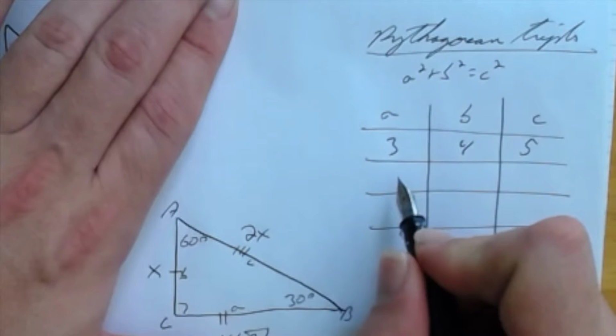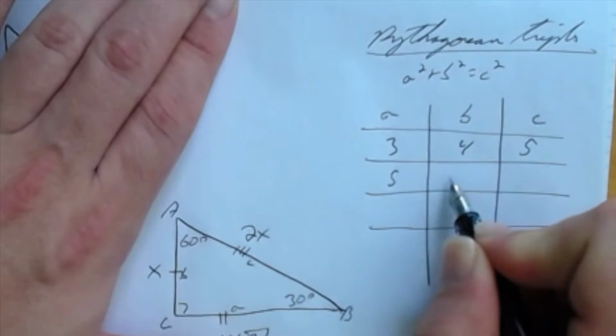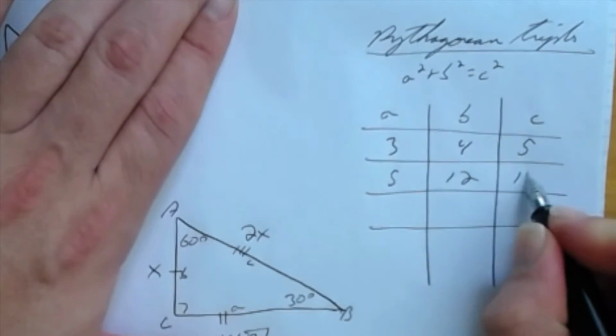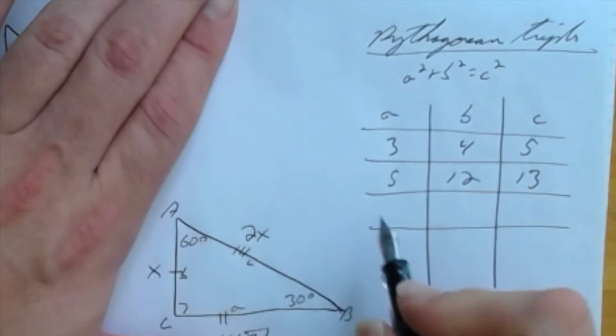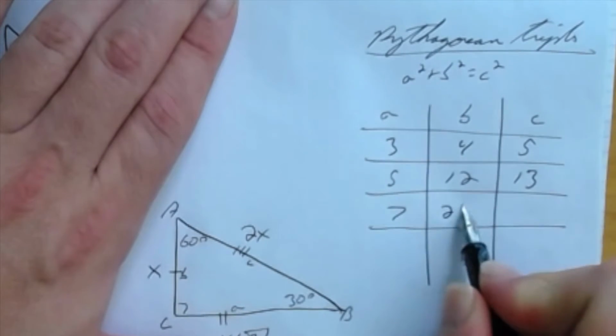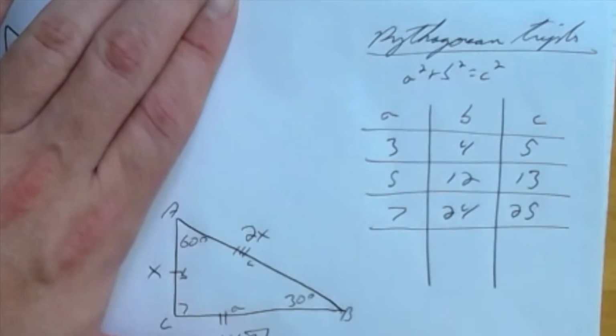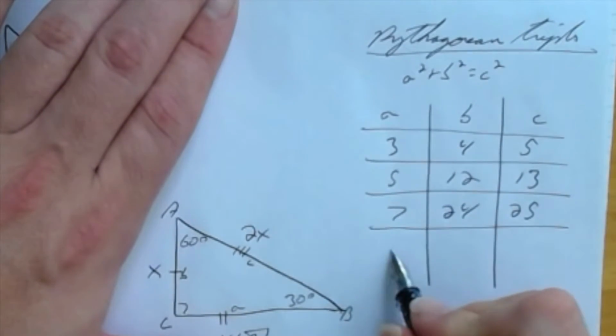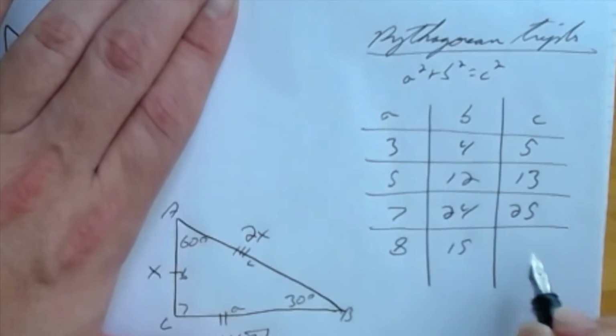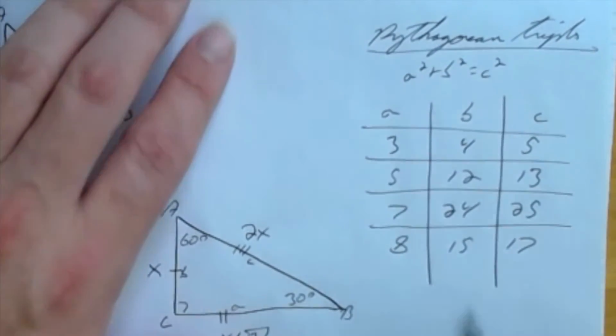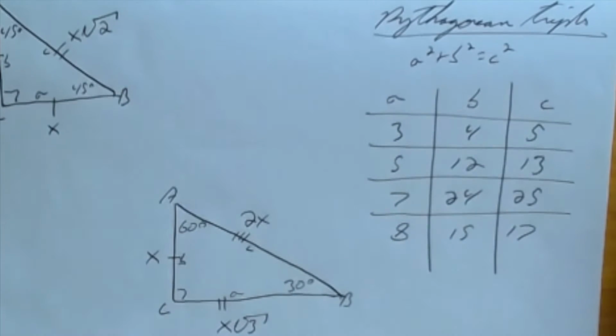Another very common one that we would use would be 5, 12, 13. We would get 7, 24, and 25. We would get 8, 15, and 17. Now this is not all of the Pythagorean triples, but these are the most common ones for you to come across, especially on these Common Core testing.